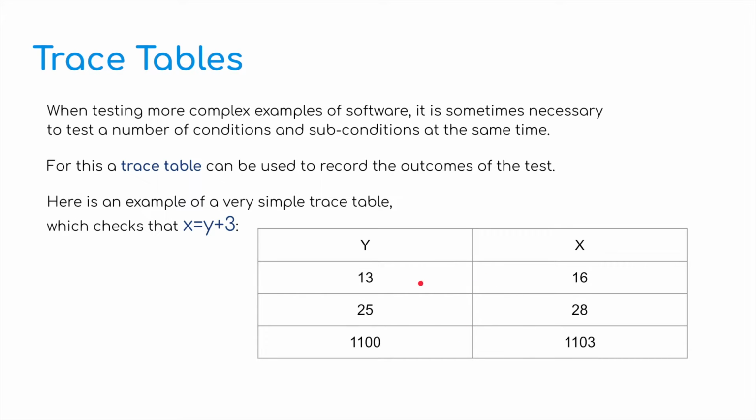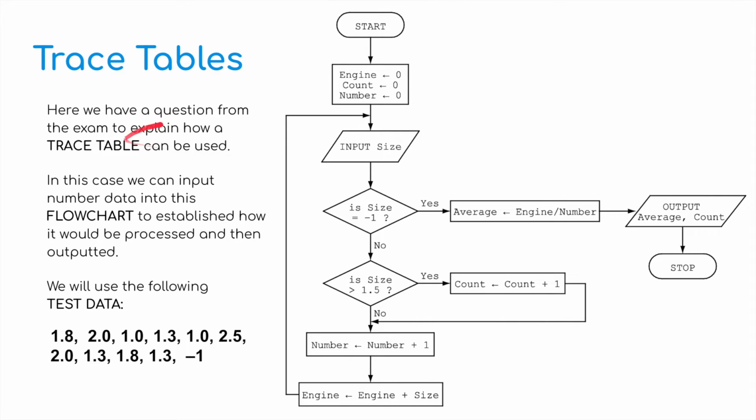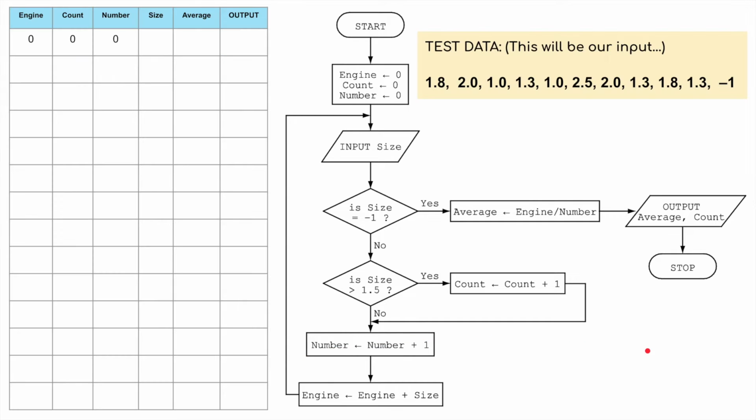Okay, so we're checking against this data and against this data, but that's maybe a little bit too simplified. What I'm going to take you on to, here we have a question from the exam to explain how a trace table can be used. In this case, we can input number data into this flowchart to establish how it would be processed and then outputted. We will use the following test data. We've got a series of numbers here. Okay, so let us start with our test data plan.